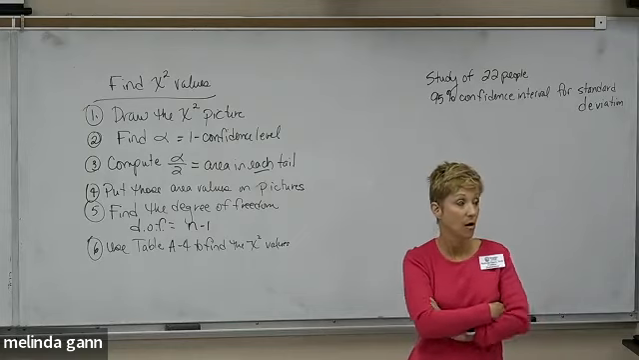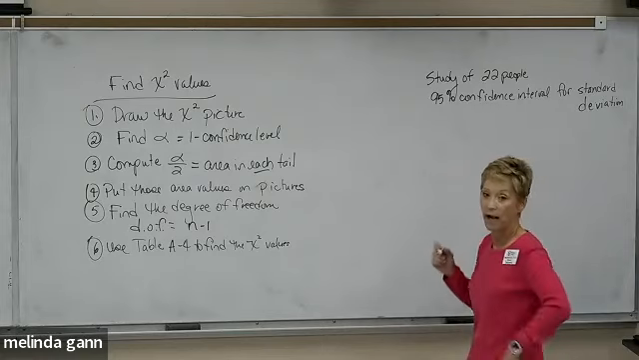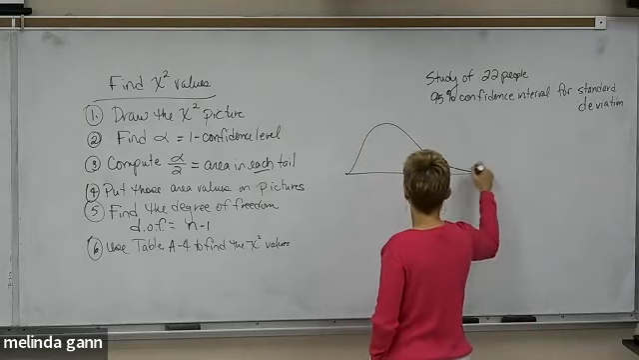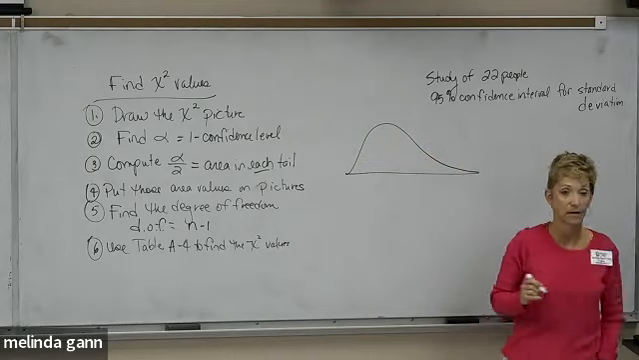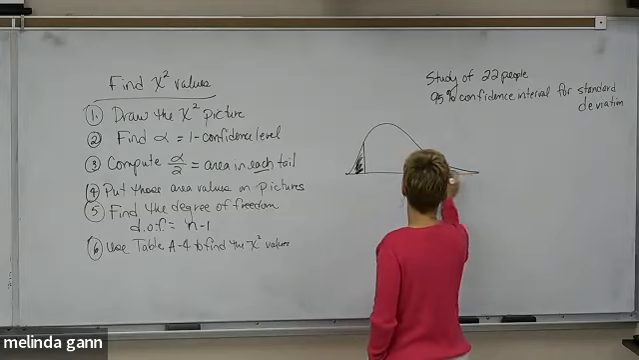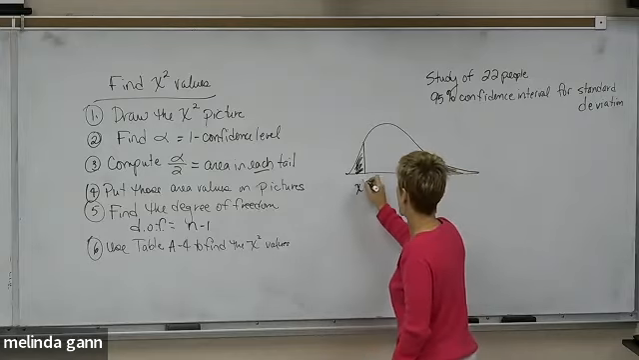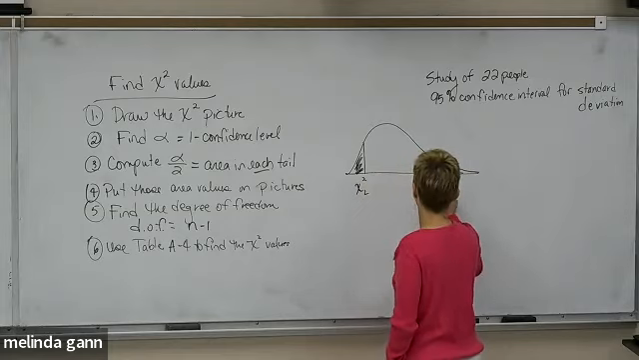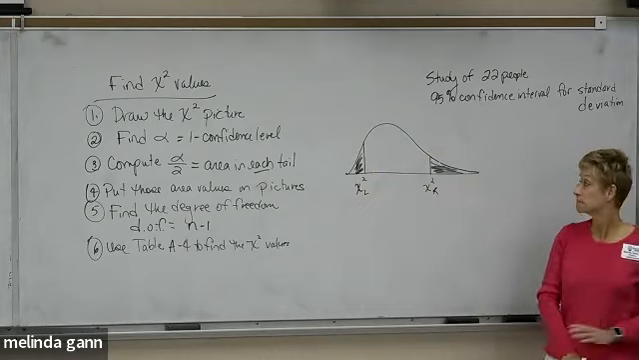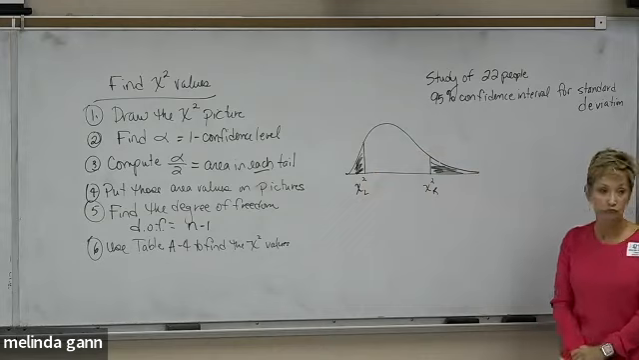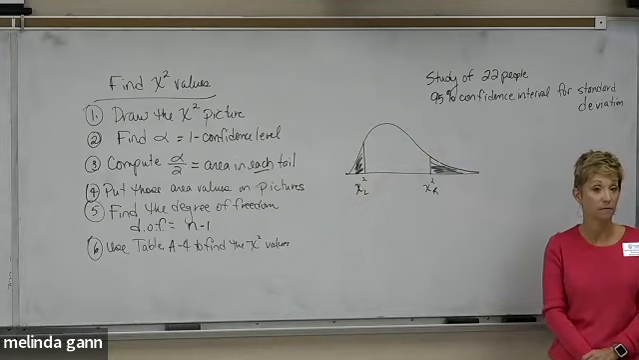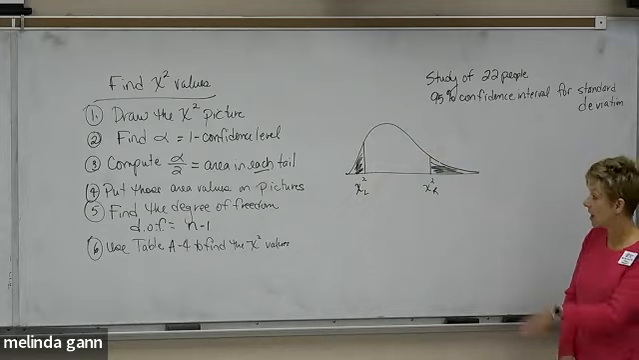All right. So the first thing I do is draw my picture. So I've got this chi-squared thing. And I've got an area on the left, and then I've got an area on the right, and I've got a chi-squared left, and I've got a chi-squared right. I'm going to need those two values when I'm finished. Everybody okay so far? So that's what I mean by draw the chi-squared picture.